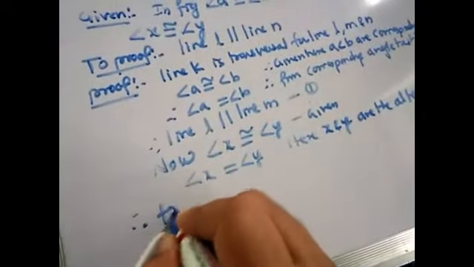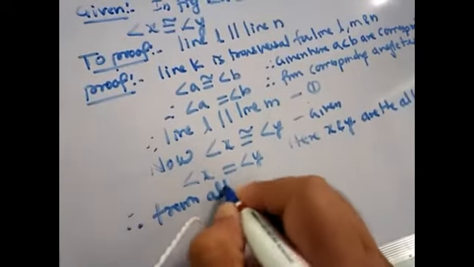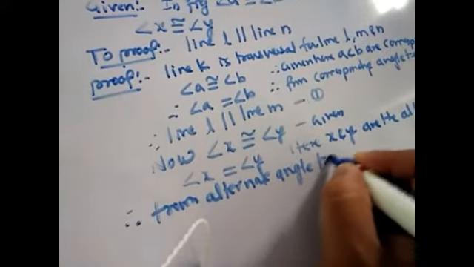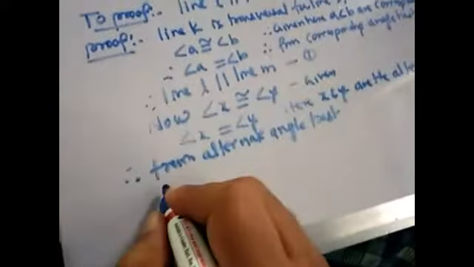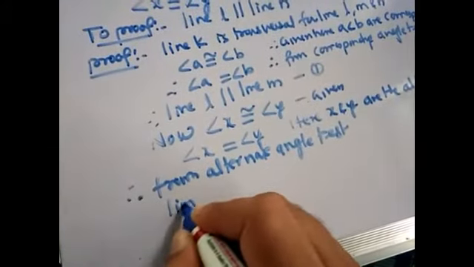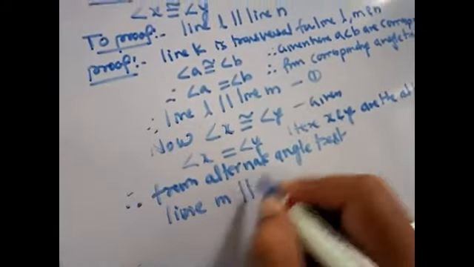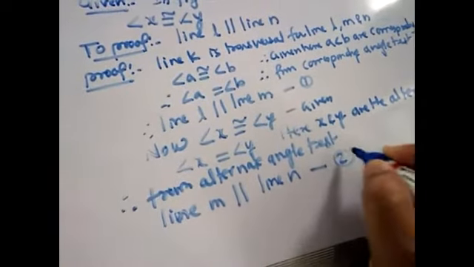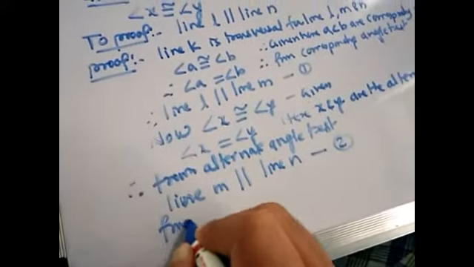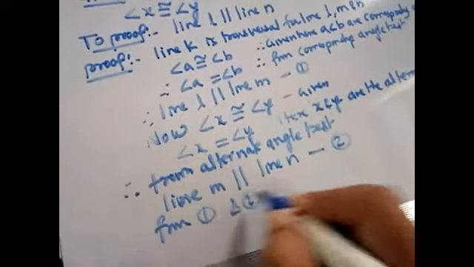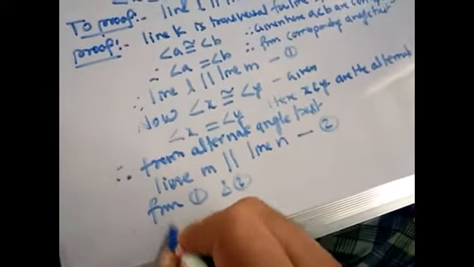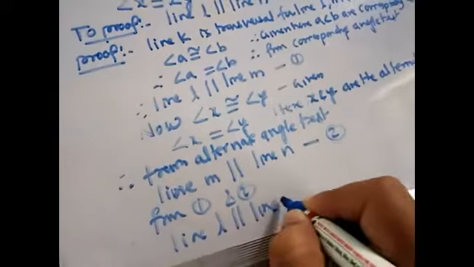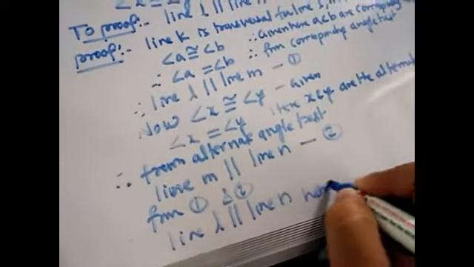So therefore we write down, from alternate angle test, line M is parallel to line N. Equation number 2. From equation 1 and 2, we can say that line L is parallel to line N, hence proved.